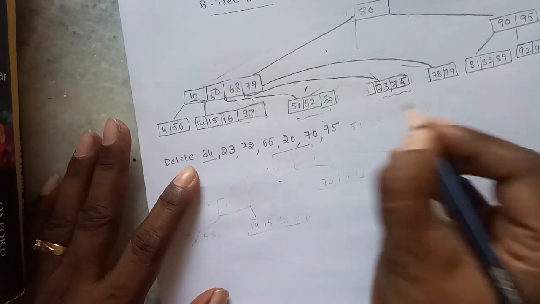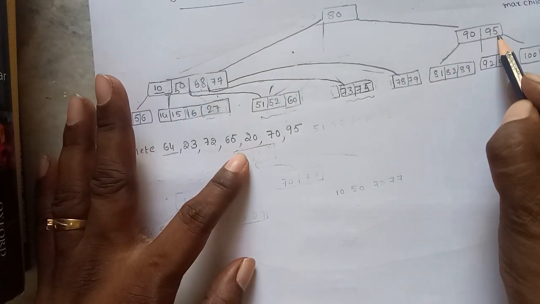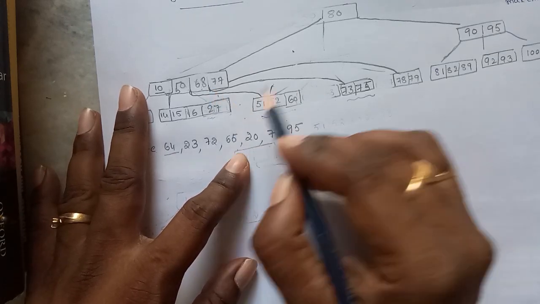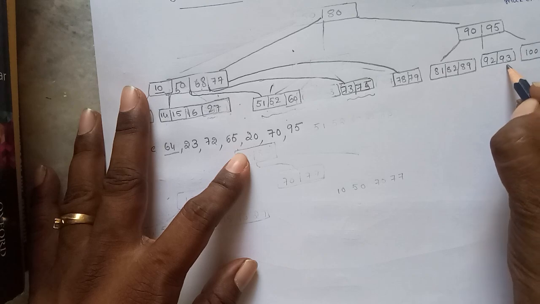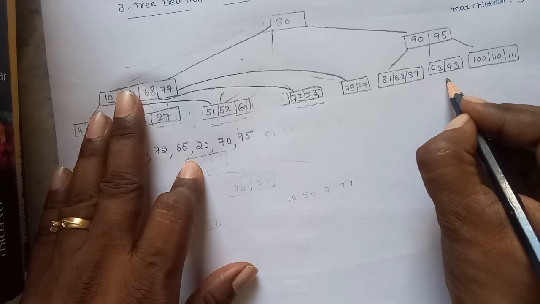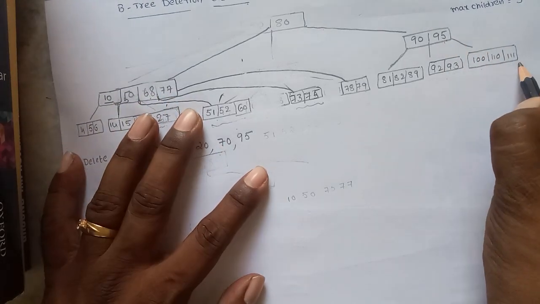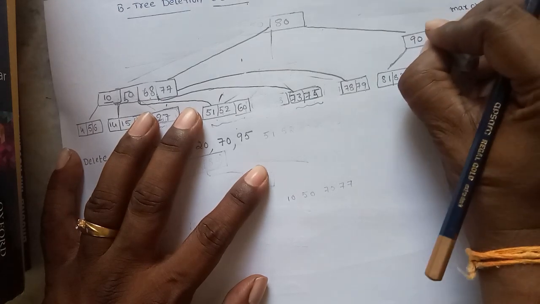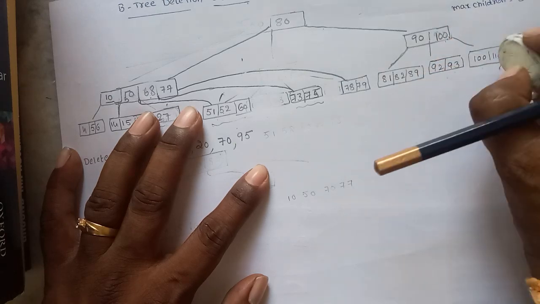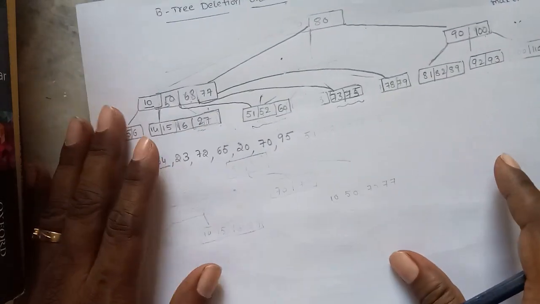Now delete 95. Remove 95. In the case of removing 70, I replaced it with the in-order predecessor. Suppose 95. What is the in-order predecessor? 93. It contains 2 elements. If you replace this one, it violates the property. For that purpose, 95 is replaced with the in-order successor. So 95 is replaced with the smallest element on the right subtree, that is 100, and 100 is removed from this position.